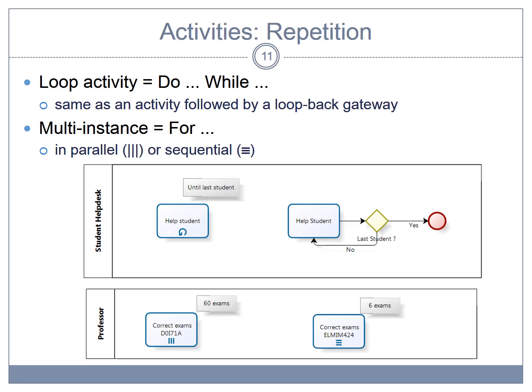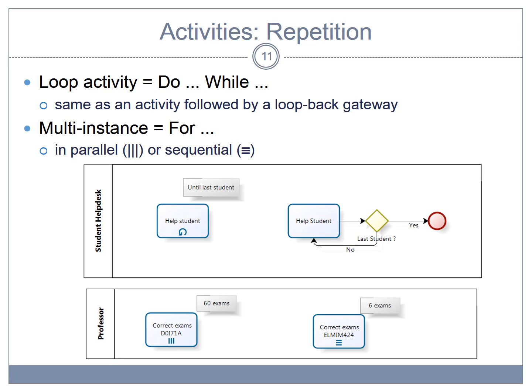On the other hand, you also have the multi-instance activity, which is the equivalent of a for loop. And in this case, you know in advance how many times you want to repeat that activity. The repetition in this case can be in parallel, and then you have 3 vertical bars, or it can be sequential, and then you have 3 horizontal bars. In case of the loop activity, it's always sequential.